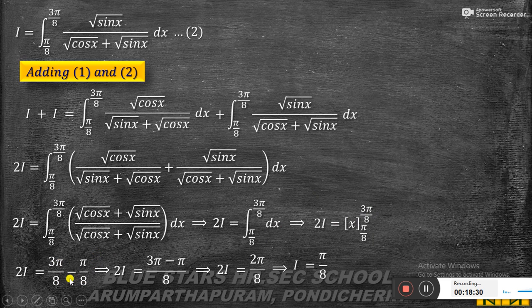The denominator is the same, so I take the common denominator 8. 3 pi minus pi is 2 pi, so 2 pi by 8. Now I divide by 2: 2 ones are 2, so 1 by 4, 2 fours are 8, so that means pi by 4. Again 2I equals pi by 4, or otherwise the 2 on the left-hand side and the 2 on the right-hand side cancel. So I equals pi by 8. This is your answer for the given integral: the integral from pi by 8 to 3 pi by 8 of 1 by 1 plus root tan x dx equals pi by 8. This is your answer.